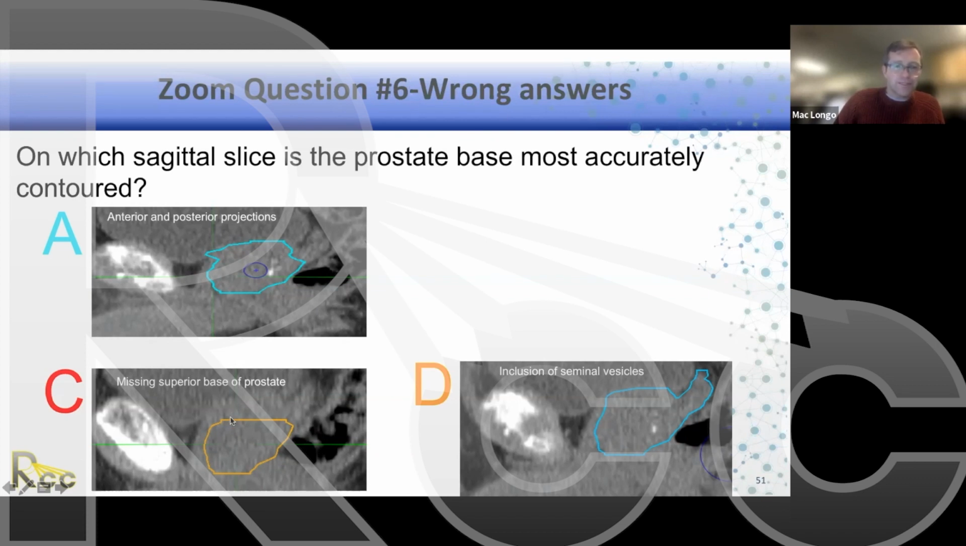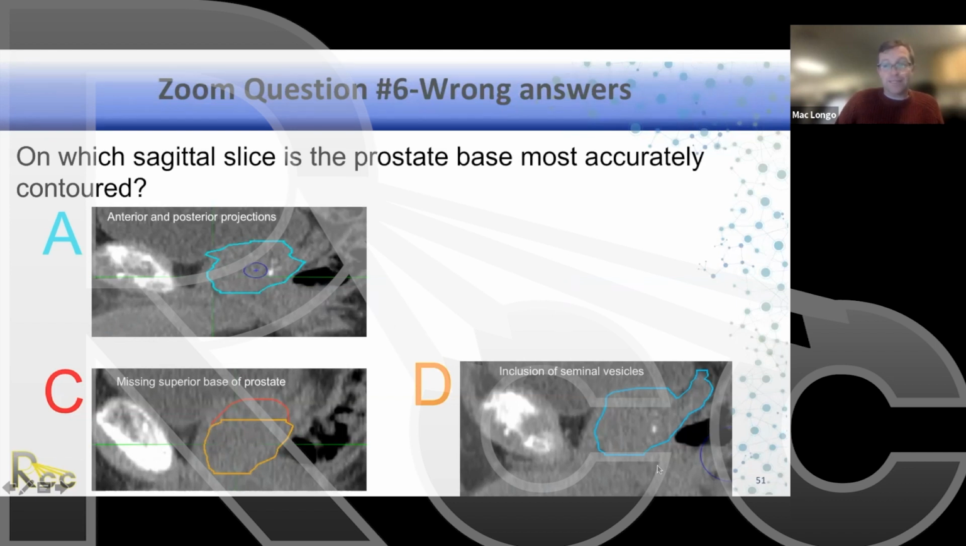Now, choice C was wrong because we were missing a whole lot of the prostate. Again, a lot of men with prostate cancer are older men in their 60s and 70s and 80s, and they have these large hypertrophied prostates. They have benign prostatic hypertrophy with large transitional zones. They have median lobes that extend into the prostate. So by not contouring that superiormost aspect of the prostate, you're missing a lot of prostate.